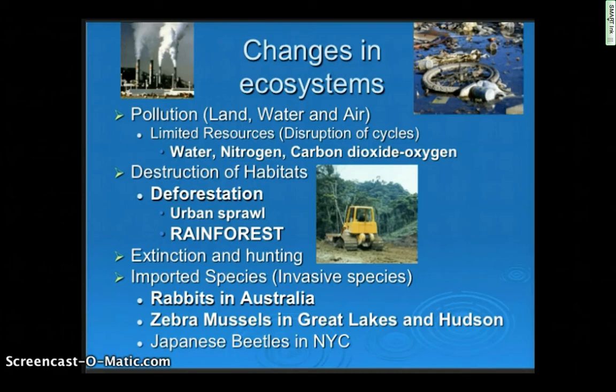We also hunt lots of different animals, and sometimes we hunt them to the point of extinction. And sometimes we hunt animals that are even on the endangered species list. So animals such as the tiger are being hunted for different forms of medicine, or tigers are being hunted for their skins. Similarly, elephants being killed for their tusks, or rhinoceros being killed for their tusks.